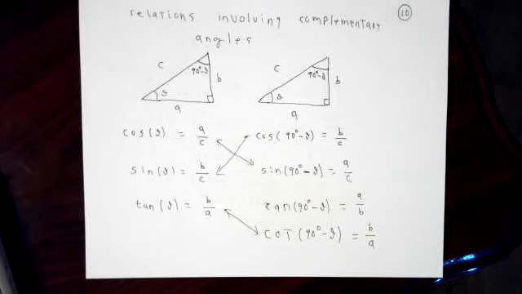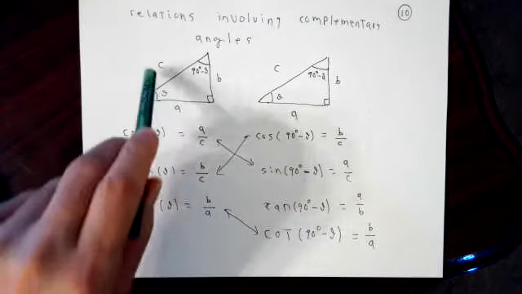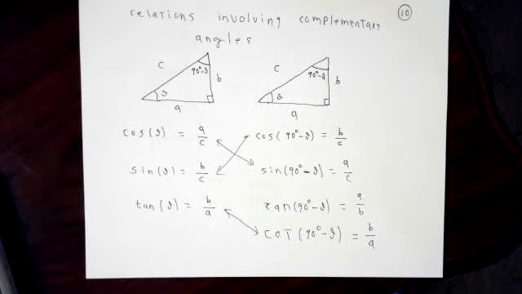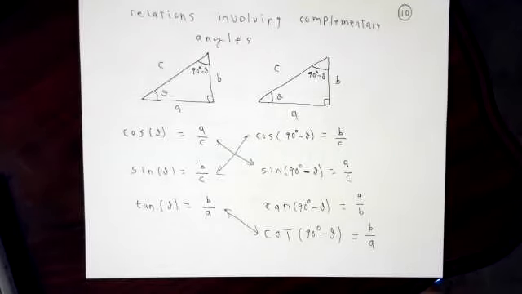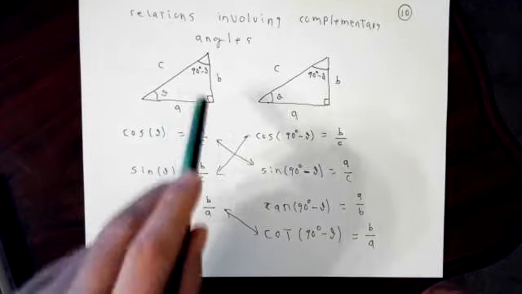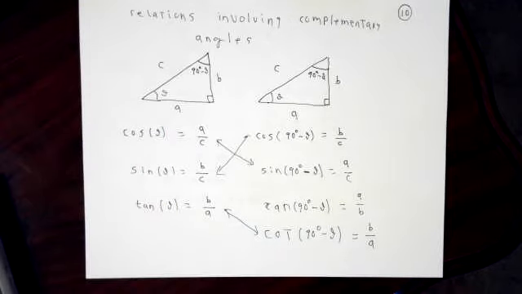I want to calculate the cosine of theta. That's the side adjacent to theta divided by the hypotenuse. So that would be A over C. Calculate the sine of theta. That would be the side opposite theta divided by the hypotenuse. That would be B divided by C. And tangent of theta, you look at the side that's opposite angle theta and divide it by the side that's adjacent, which using these letters would be B over A.